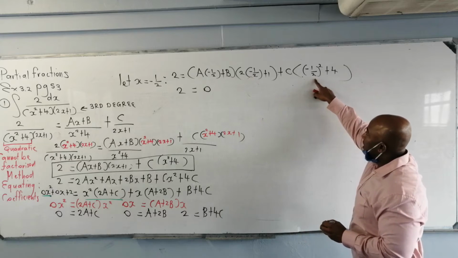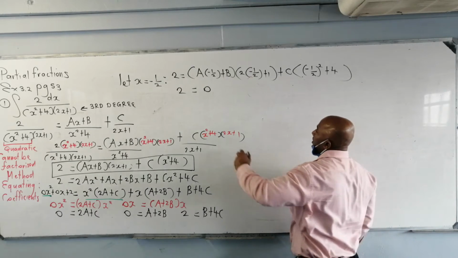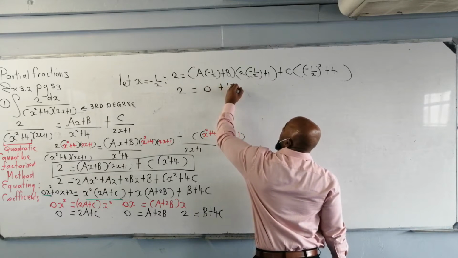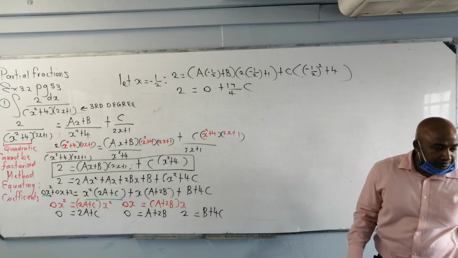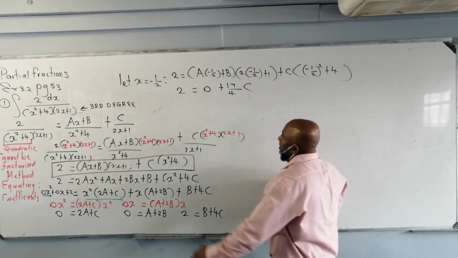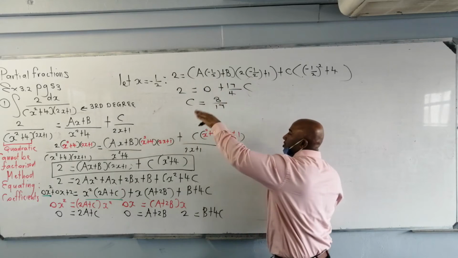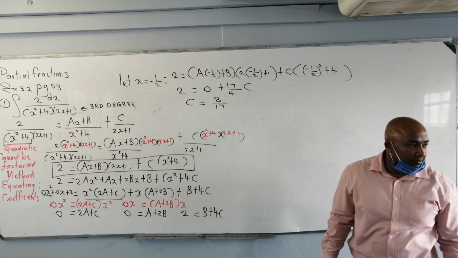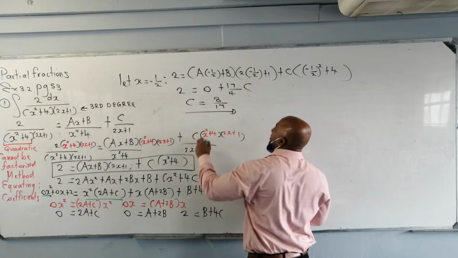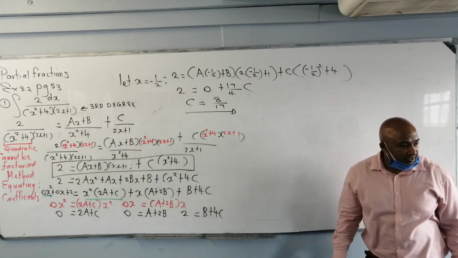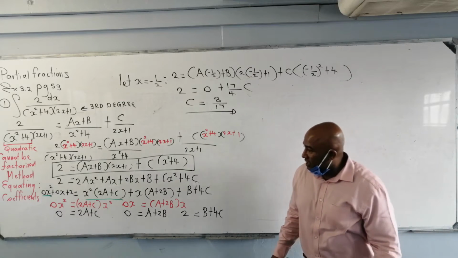Then here, what do we get? 1 over 4 plus 4 here, so that's going to be 17 over 4 C. You can work that out on the calculator. So now C is going to equal 8 over 17 if you divide by 17 over 4. Alright. Now, I have C.